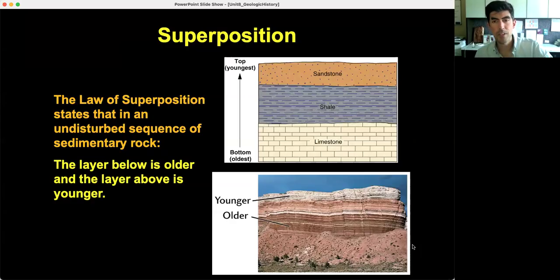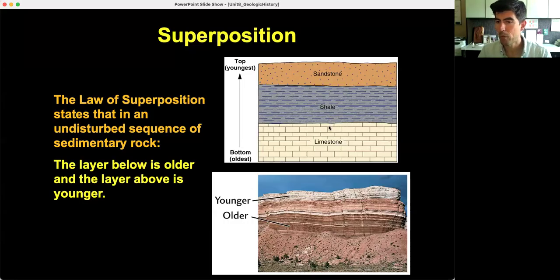The second principle is the principle of superposition. This principle is like the layers of a cake when baking: you start on the bottom and you work your way up. The principle of superposition basically says that an undisturbed sequence of sedimentary rocks will begin with the oldest layers on the bottom, and as you go upwards, you will get younger and younger layers. So the layers that are on the bottom are old, and the layers that are above are younger.